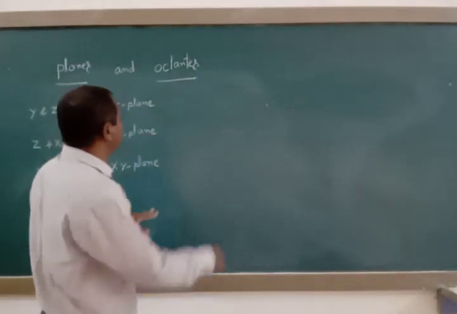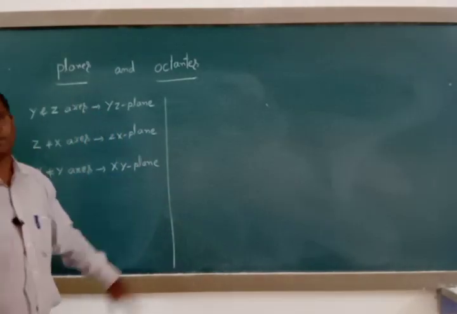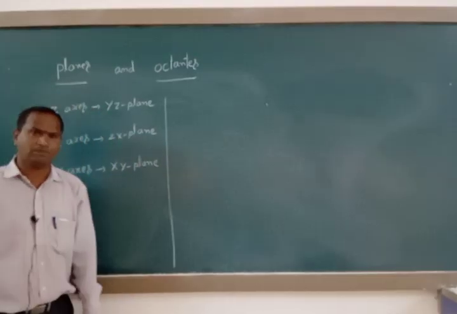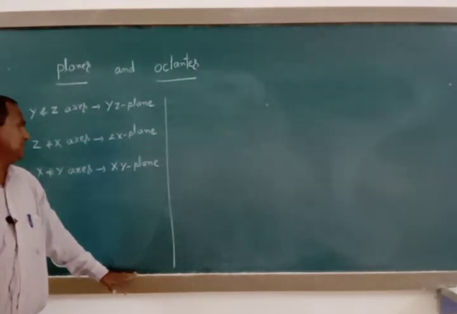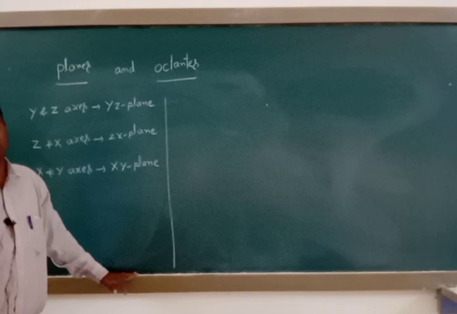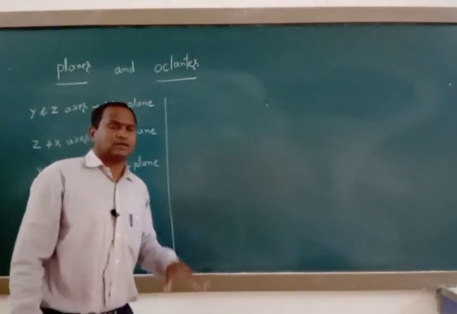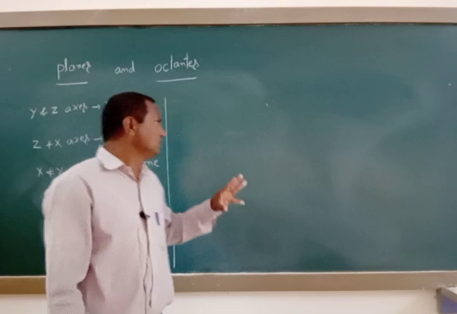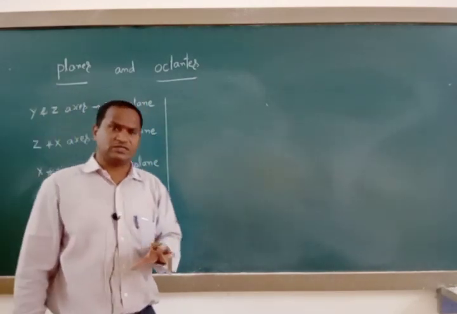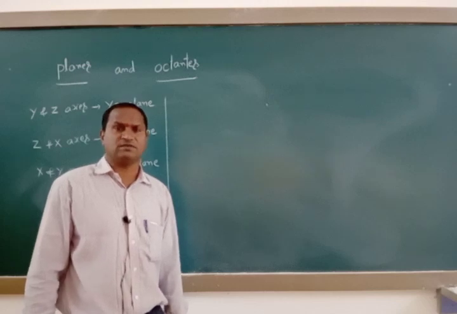Next, come to octants. These 3 planes are mutually perpendicular to each other, and these 3 planes are the xy plane, yz plane, and zx plane. These 3 planes are always mutually perpendicular to each other. These are all rules of the rectangular Cartesian coordinate system, because these are all the information about the rectangular Cartesian coordinate system.